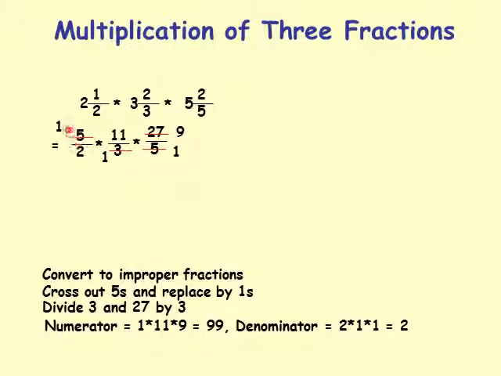In the numerator, we have 1 times 11 times 9, which is 99. In the denominator, I have a 2 and a 1 and a 1. That's 2 times 1 times 1, which is 2. That's 99 over 2, which is an improper fraction. Now we have to convert that to a mixed fraction. That means I have to divide 99 by 2, find the quotient, and find the remainder. My quotient is 49, the remainder is 1. And the improper fraction is 49 as a whole number, 1 by 2 as the proper fraction.